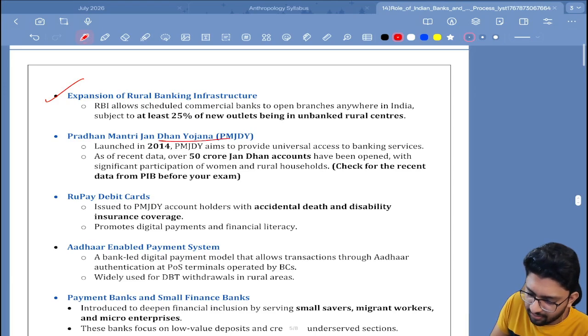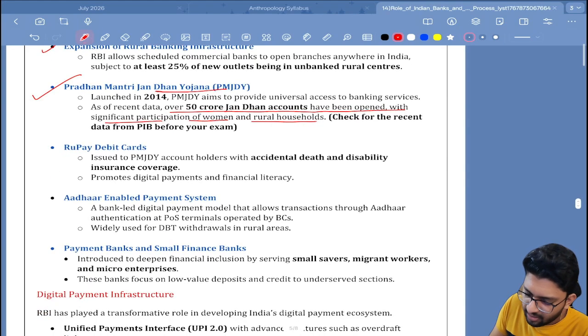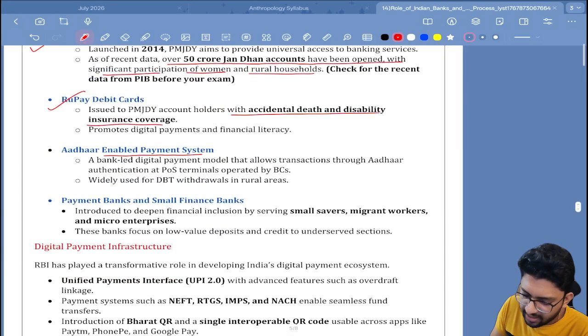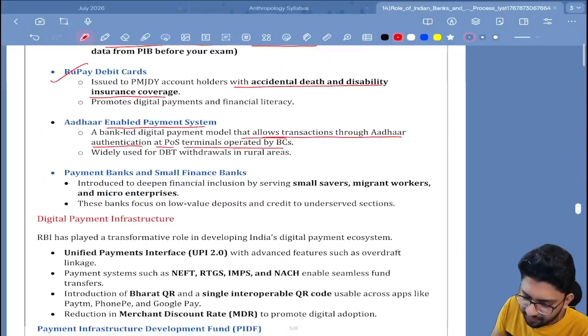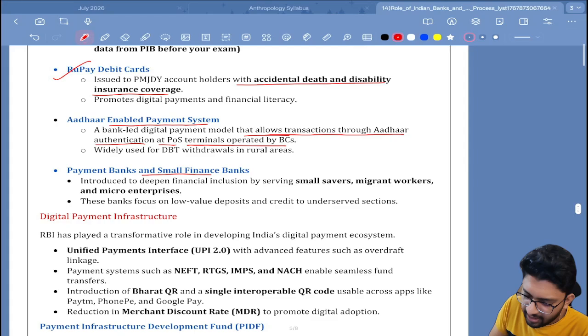Pradhan Mantri Jan Dhan Yojana. As per recent data, over 50 crore Jan Dhan accounts have been opened with significant participation of women and rural households. RuPay debit cards with accidental death and disability coverage. Aadhaar enabled payment system, a bank-led digital payment model that allows transactions through Aadhaar authentication at POS terminals operated by BCs, that is, banking correspondents. Payment banks and small finance banks were introduced to deepen financial inclusion by serving small savers, migrant workers, and micro enterprises.